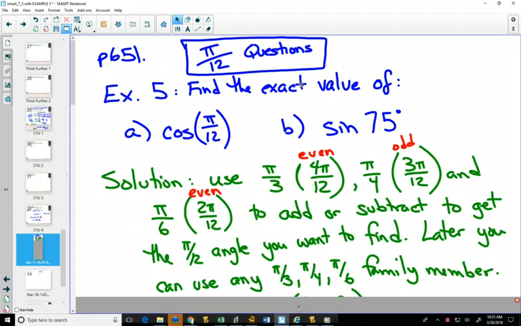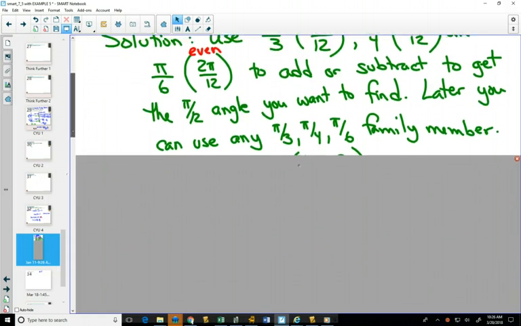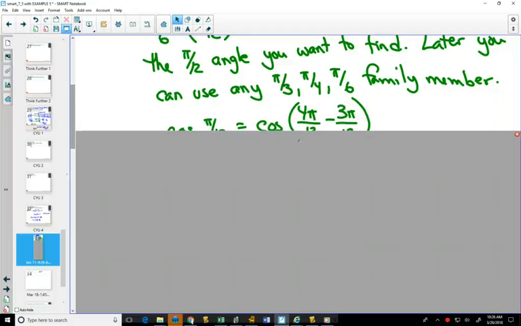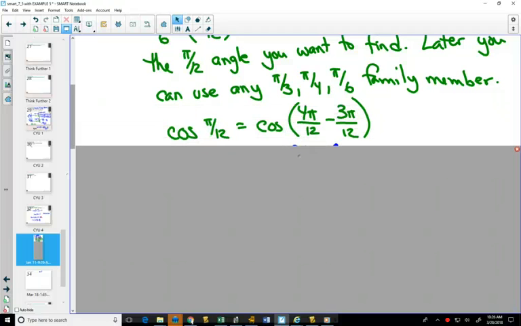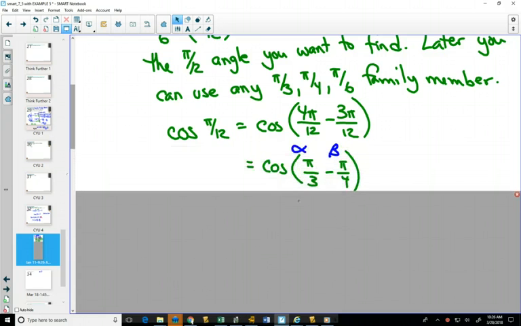And we're going to find out that to solve these pi over 12 questions, we are going to have more than one option. And it doesn't matter which option you choose, it's going to work out to be the same. So if I want to find out cos of pi over 12, well, cos of pi over 12 is the same as cos of 4 pi over 12 minus 3 pi over 12. And the reason those values are nice is I can simplify them and say, well, that's just pi over 3 minus pi over 4. And now I have a sum and difference formula. I have a cos alpha minus beta formula.